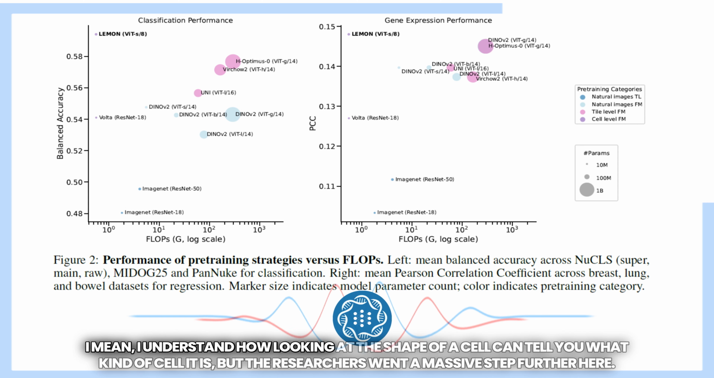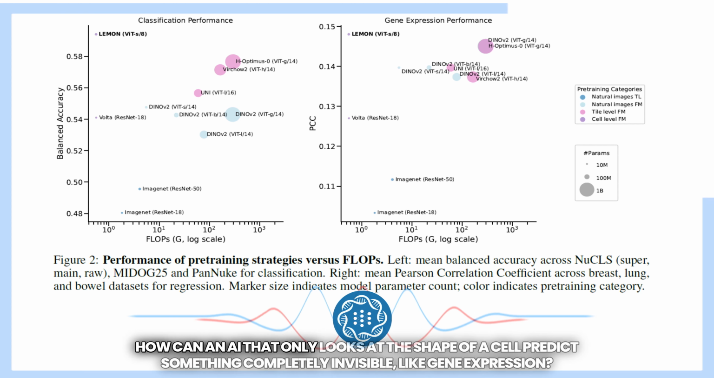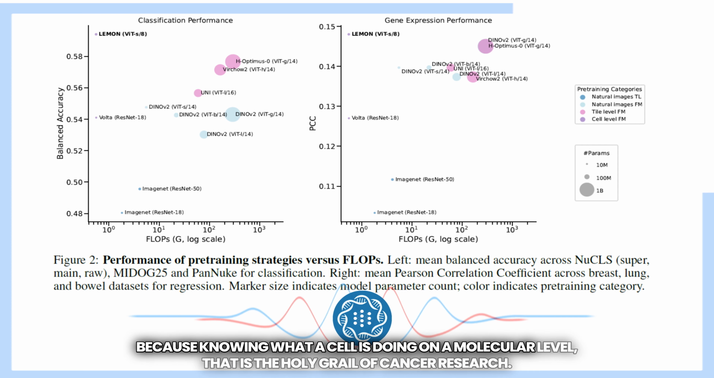I understand how looking at the shape of a cell can tell you what kind of cell it is. But the researchers went a massive step further here. How can an AI that only looks at the shape of a cell predict something completely invisible, like gene expression? Because knowing what a cell is doing on a molecular level, that is the holy grail of cancer research.